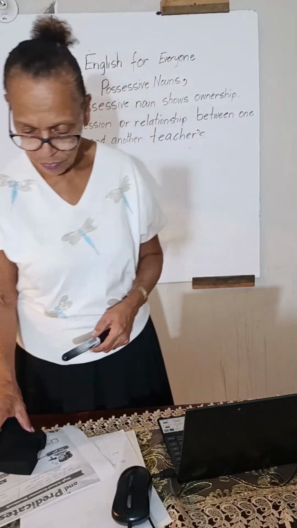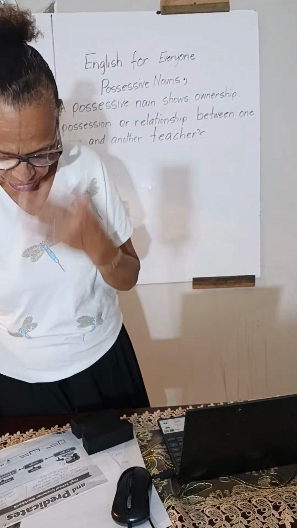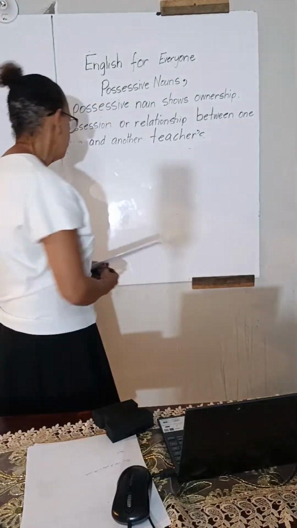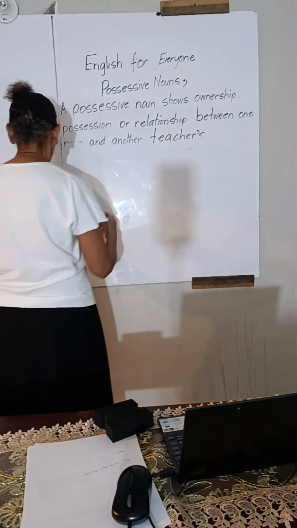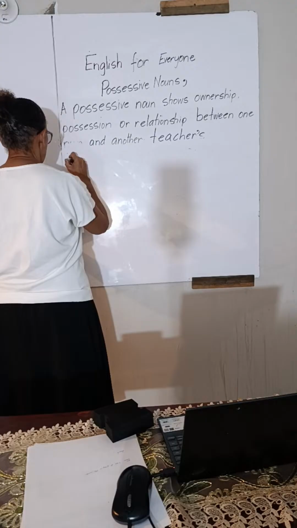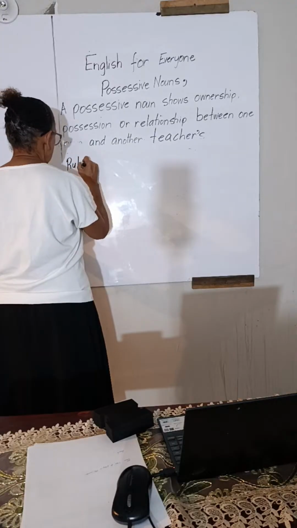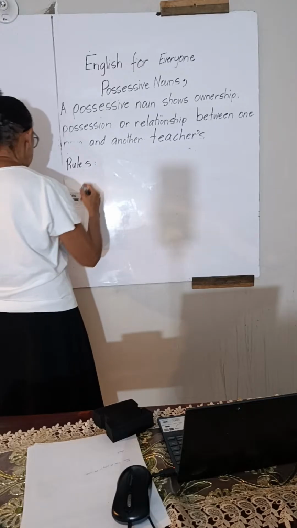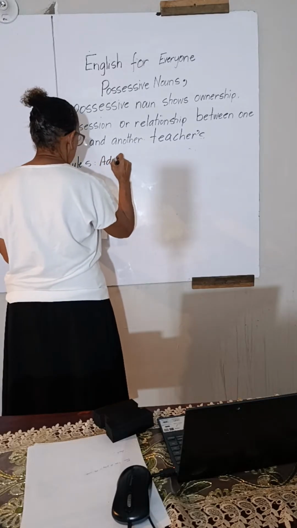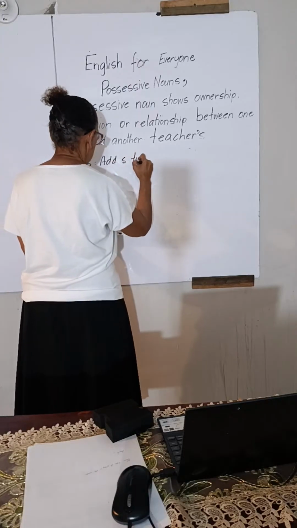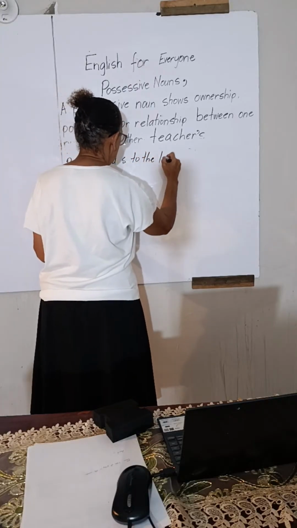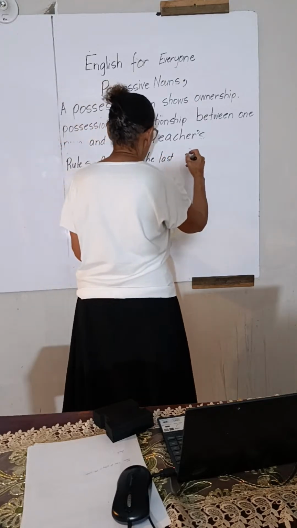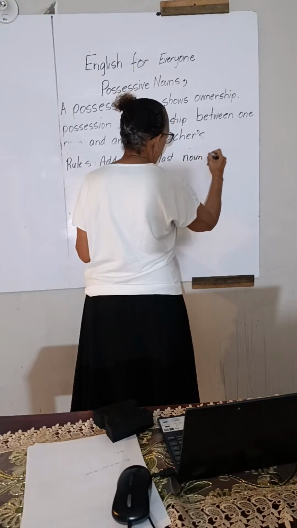All right. Now, if you want to talk about more than one person, let me write this one. Rule 5, it's rule 5? I think so. Add S to the last noun only.